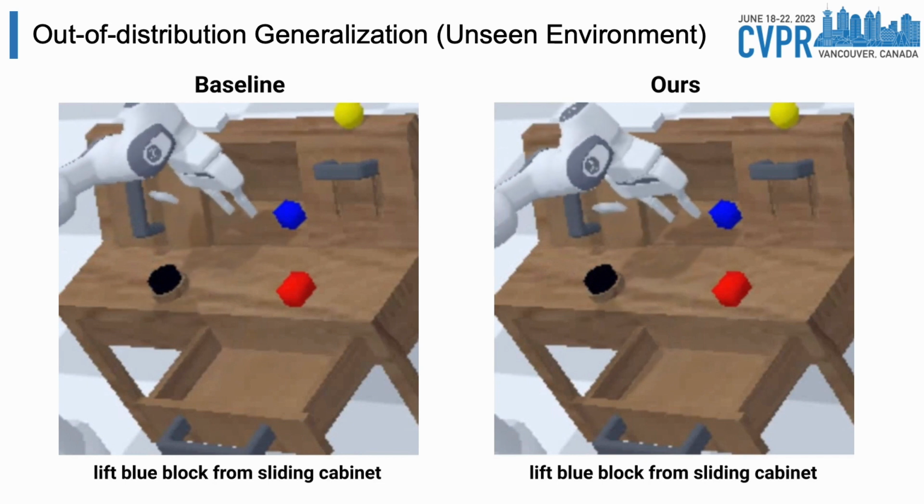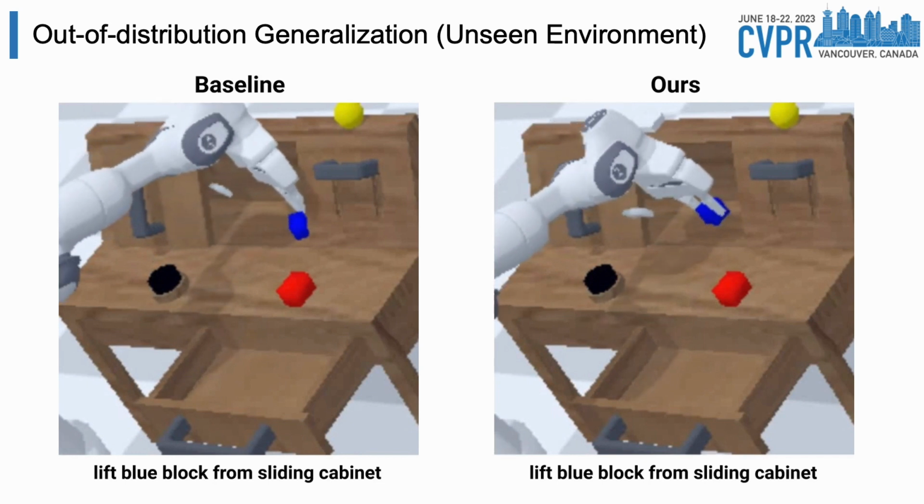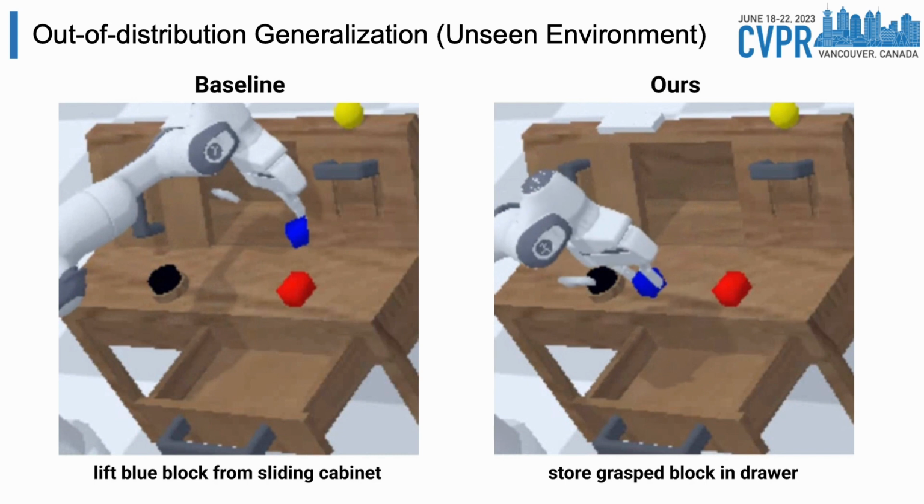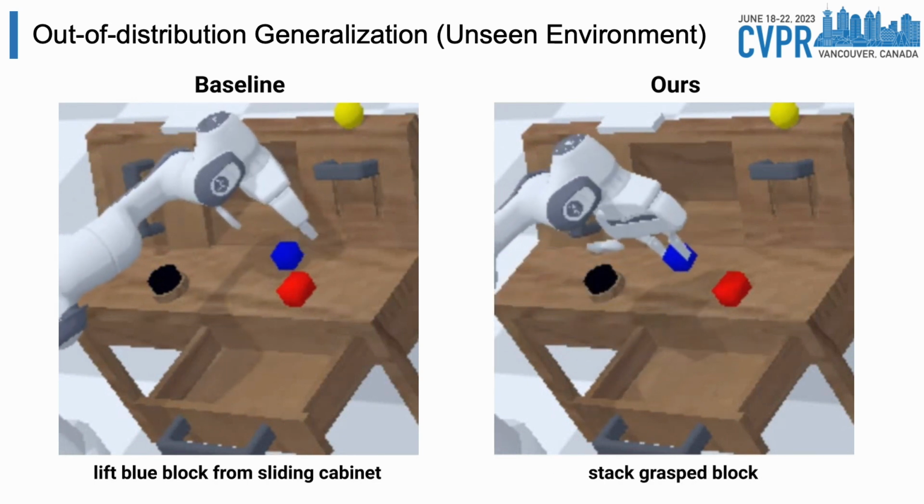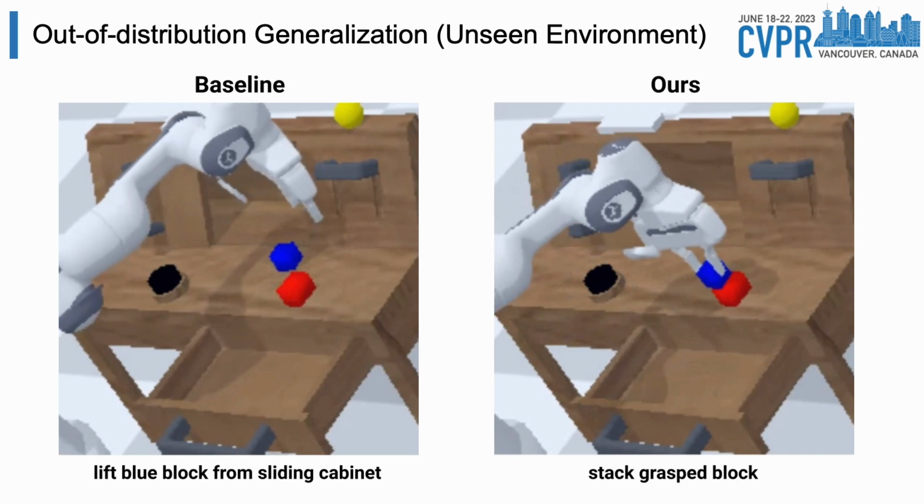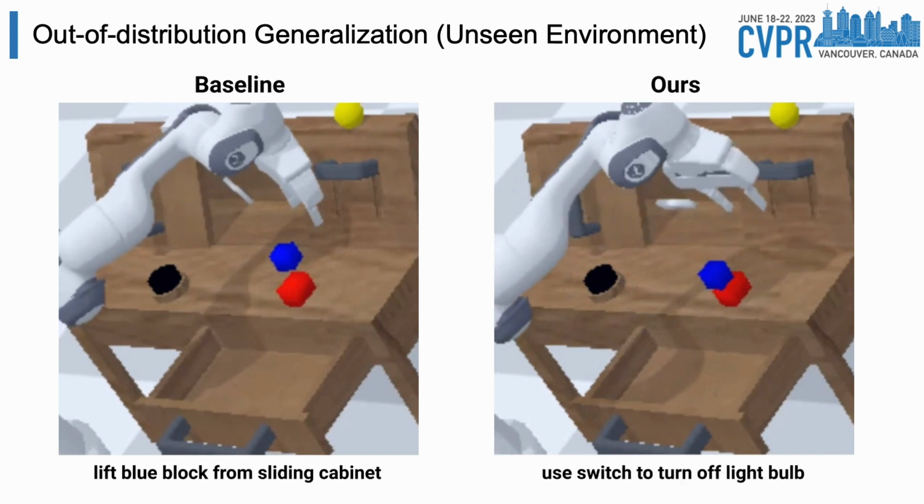We evaluate the model with long horizon manipulation tasks. That is, the model needs to perform 5 tasks in order. We can see that our model can successfully perform the complex long horizon tasks.